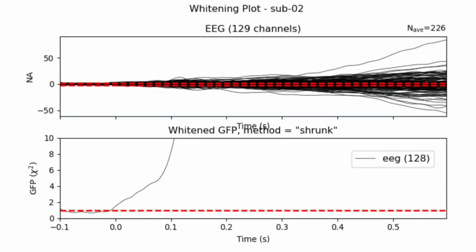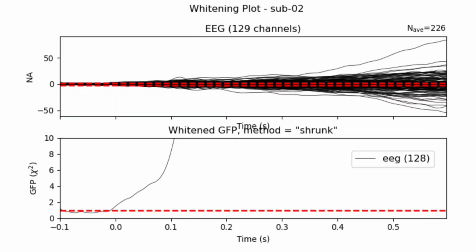What is this plot and why does it matter? Before looking at individuals, let's clarify what this whitening plot shows. The goal of whitening is to take your raw EEG data and mathematically rescale it so that the noise becomes uniform. It uses the noise covariance matrix, which is calculated from the pre-stimulus baseline period, -0.1 to 0, as a template for what noise looks like.